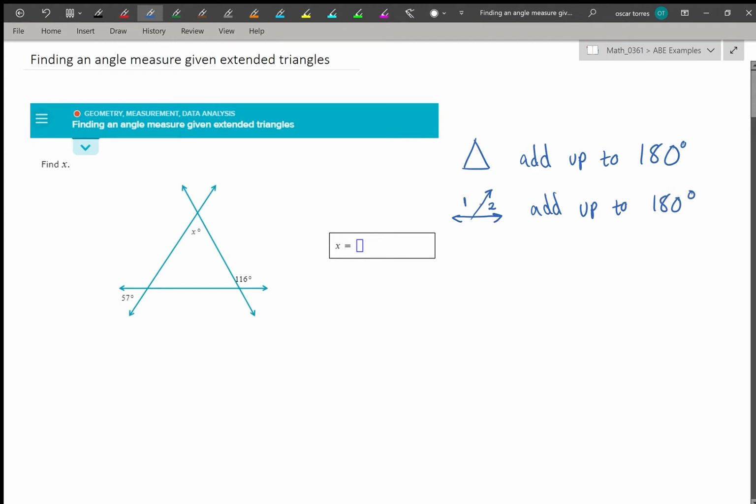These two angles are technically called supplementary angles, but for the sake of this lesson, we're just going to say that if two angles make a straight line, just like these two, then those two angles add up to 180 degrees.